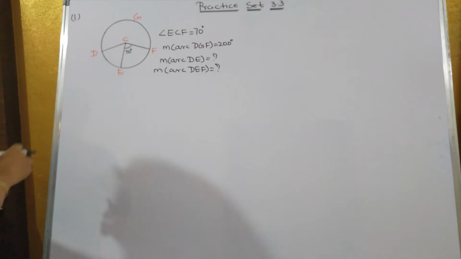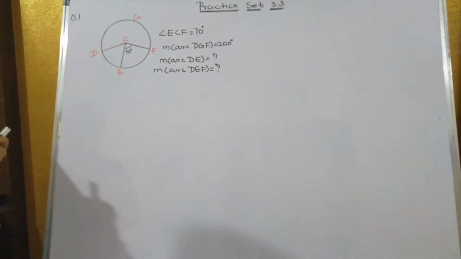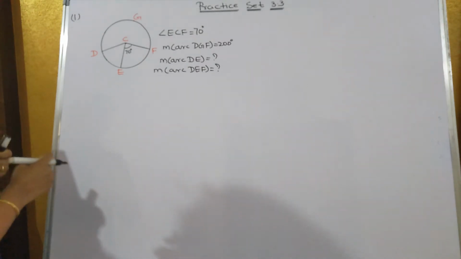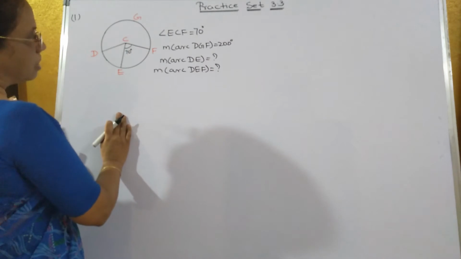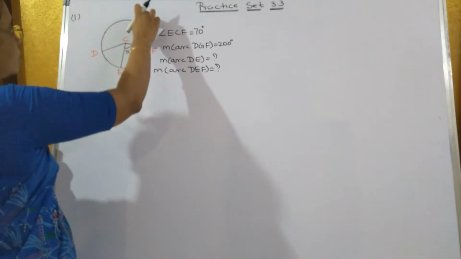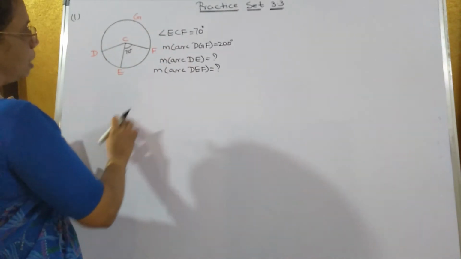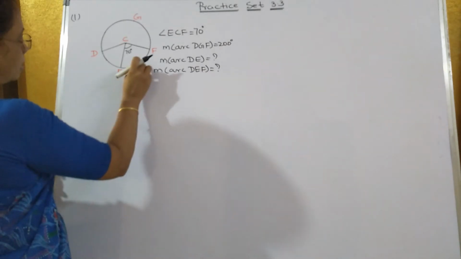Now G, D, E, F are concyclic points. They are on the circle. Angle ECF, that is the central angle, is given equal to 70 degrees, and measure arc DGF is equal to 200 degrees. We have to find out the measure of arc DE and measure of arc DEF.